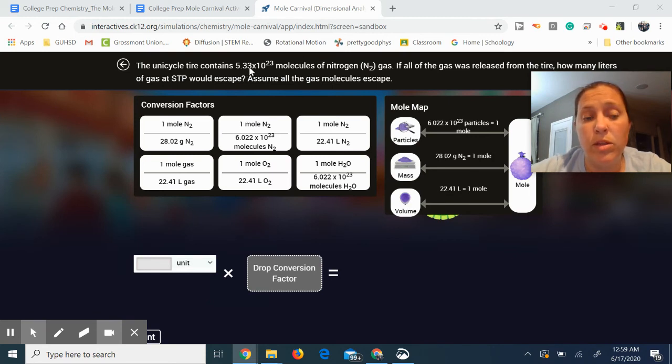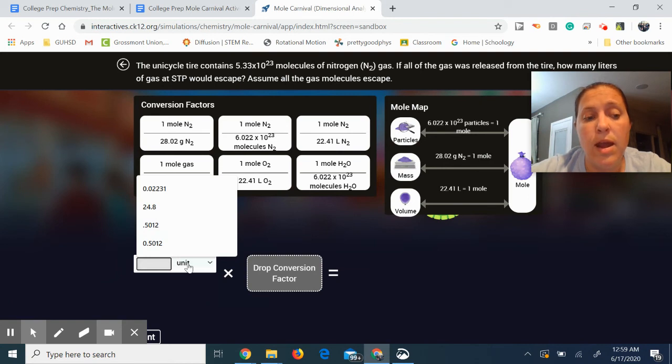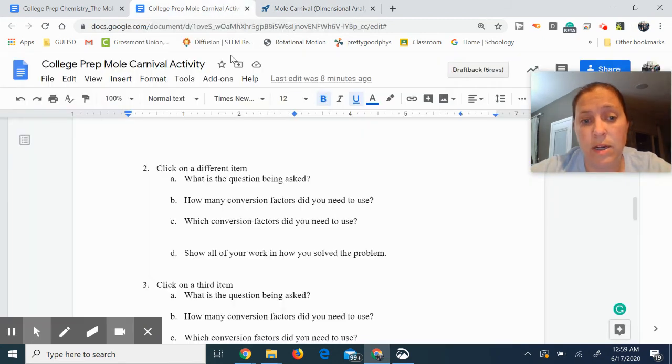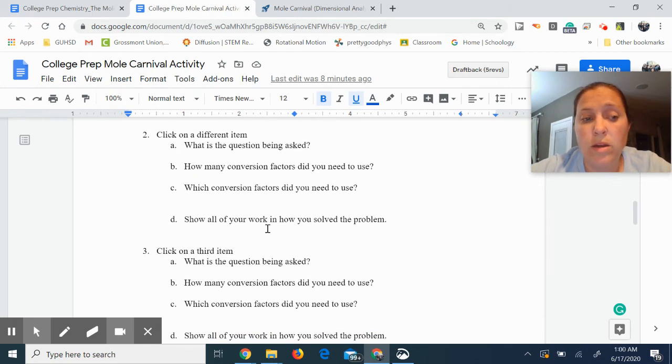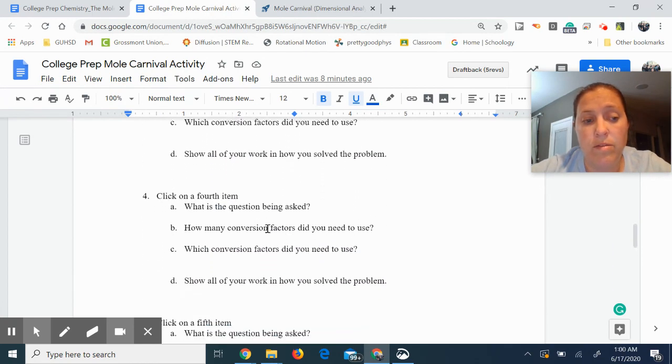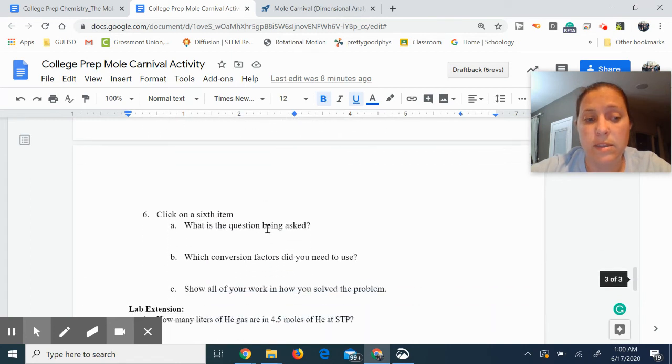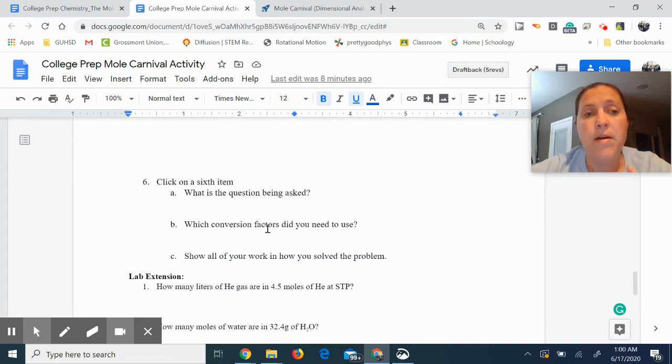My 5.33 times 10 to the 23 is what I'm going to type in right here. And then I'm going to change my units to molecules and draw it from there, okay? And that's what you're going to end up doing for all of this activity. So you're going to do 1, 2, 3, 4, 5, 6 different conversion activities and really walk through this.